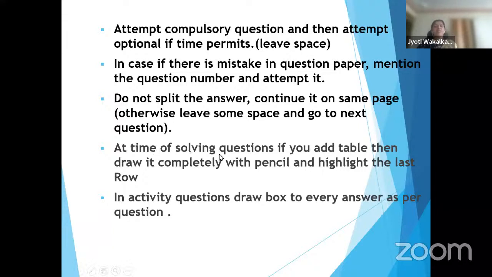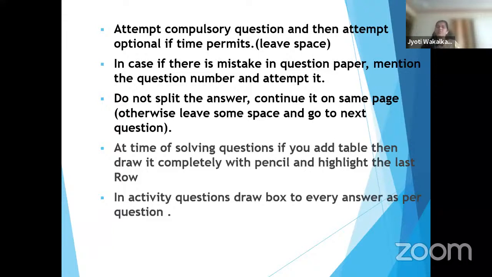Attempt compulsory questions and then attempt optional if time permits. In question 2A, 3 questions are given, out of that solve any 2. तो वहां पर you write only 2 questions and again you think yes, third is also easy, I will write that. Don't do that. You will leave space for that third question and go on the question 2B parts. हाँ, आपको अगर लास्ट में टाइम बचा है, then you will come on that question and write that answer. First you should complete your compulsory part and then write extra question. तो extra question के लिए space छोड़ दीजिए and afterwards when you are having time you will write that questions. In case if there is mistake in question paper, mention the question number and attempt it.